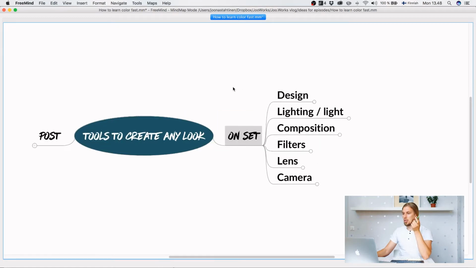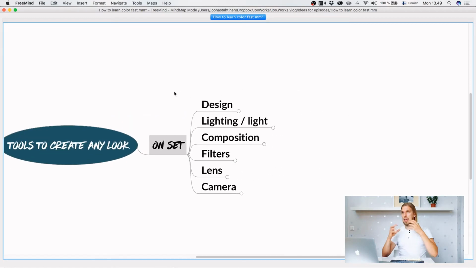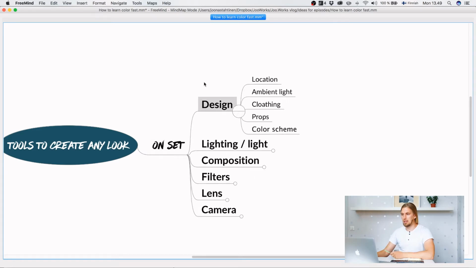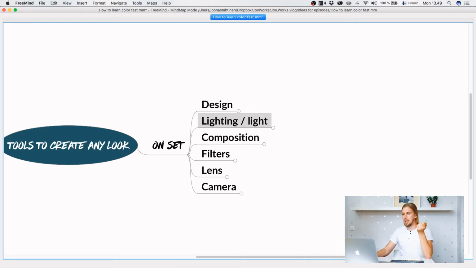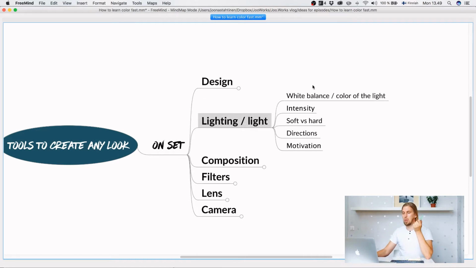in post. So let's quickly go through the elements that I go through when I'm analyzing a look or trying to mimic a look. First of all is design, and this is quite a big part. It means the location, ambient light, clothing, props, color scheme, whatever you have designed to be in front of your camera.